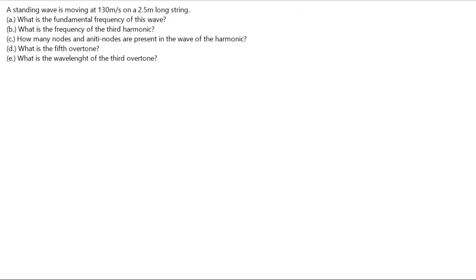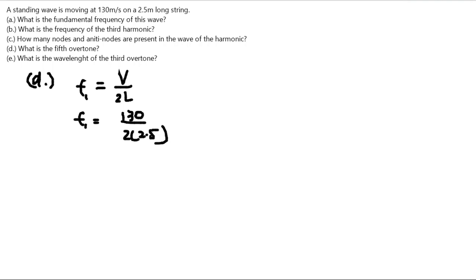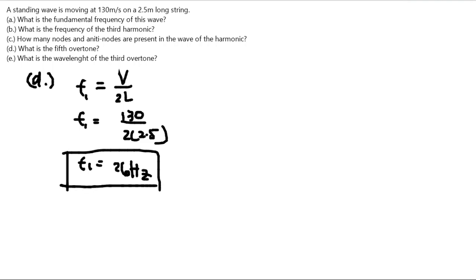Now let's move on. A standing wave is moving at 130 meters per second on a 2.5 meters long string. What is the fundamental frequency of this wave? So to calculate the fundamental frequency, we got this equation. This is actually the first fundamental frequency. We can have multiple, like f sub 3, 2, 4, like that. So we all know the velocity. We all know the length. So we just plug it in. So we got 26 hertz. And that is the fundamental frequency, also known as f sub 1.